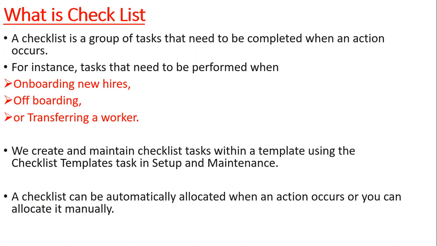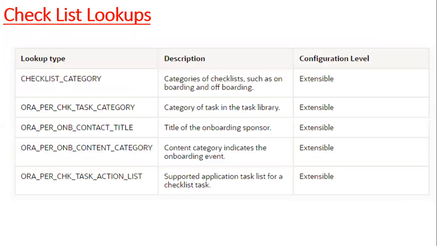We can also specify the eligibility profile. It means this checklist is required only for employees of this business unit, or this department, or this position, like that. So a checklist can be automatically allocated when an action occurs, or you can allocate it manually. As I said just now, once the checklist is created, you can mention that it should automatically be allocated to an employee, or you can manually assign the checklist to the employees.